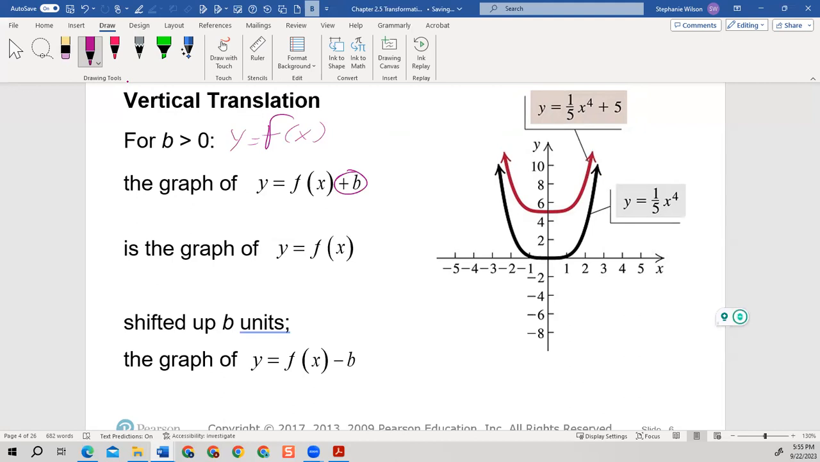In this case here, if I had a plus b, I would lift it. If I had a minus b, I would lower it by whatever number the b is. So over here, if you notice, they have y equals 1/5 x to the 4th plus 5. They said, okay, well, let's plot y equals 1/5 x to the 4th. After we plot it, then let's apply the positive 5. That means we're going to take this original function and shift it up 5.